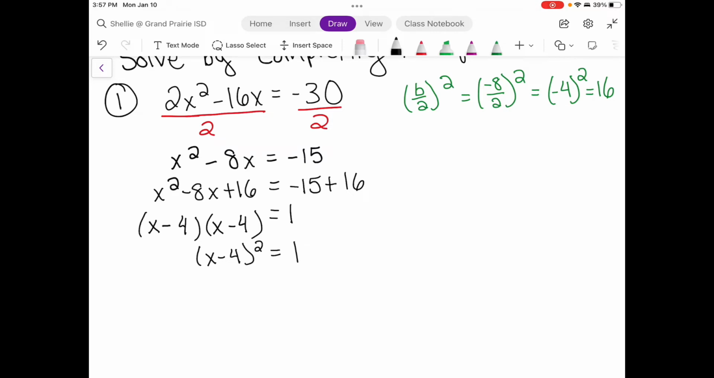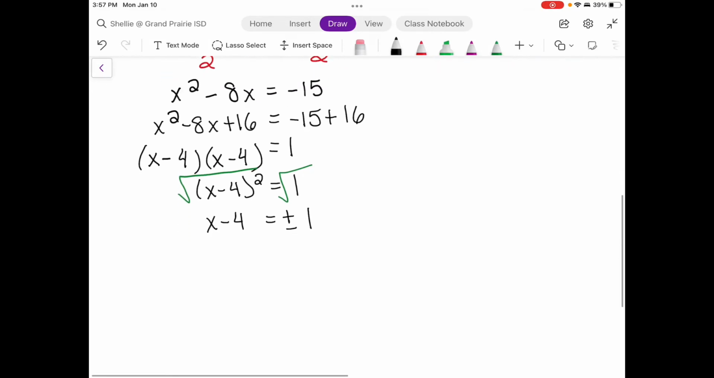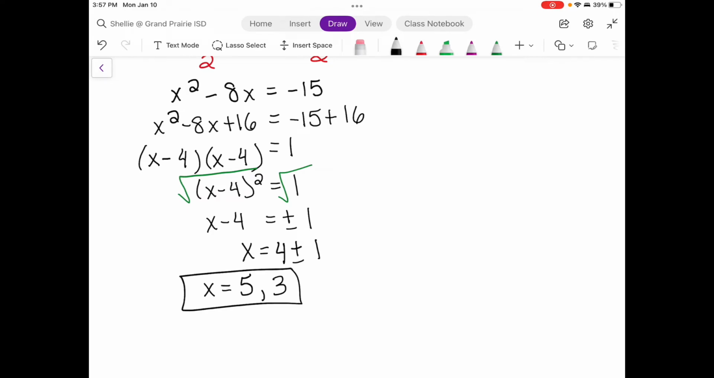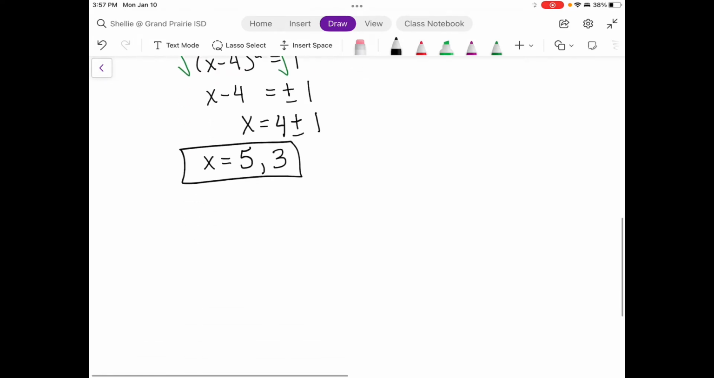Now I'm ready to take the square root of both sides. So that leaves me with x minus 4 equals positive or negative 1, because remember the square root of 1 is positive or negative 1. Now I just need to solve. I'm going to add 4 to both sides. So I have 4 plus or minus 1. So 4 plus 1 is 5, and 4 minus 1 is 3. And those are my two solutions. All right, let's try another problem.